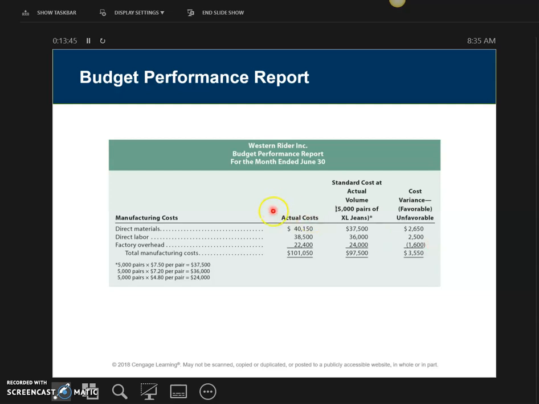Now, after I've done across this way, I'm going to go down. So I had positive, positive, negative. When I add them up, I'm going to be at $3,550 unfavorable because it is a positive number. So remember this, if nothing else, unfavorable is positive, favorable is negative.